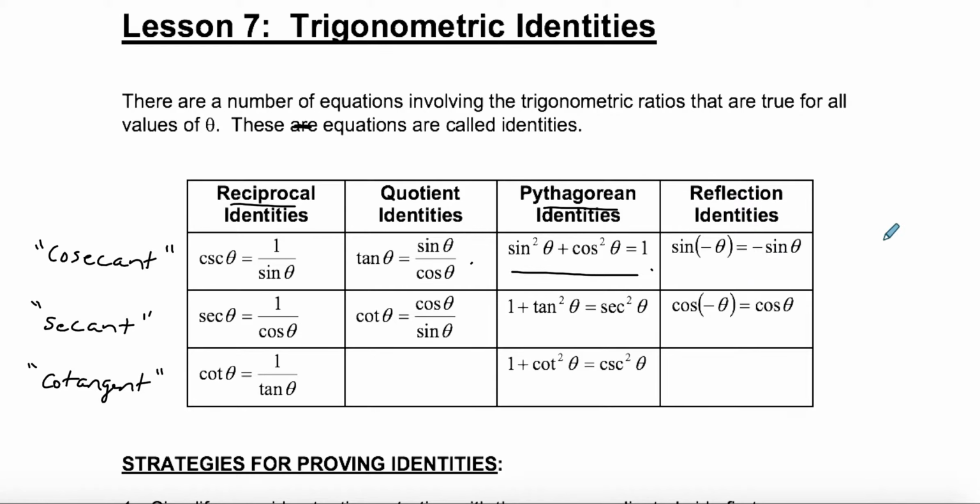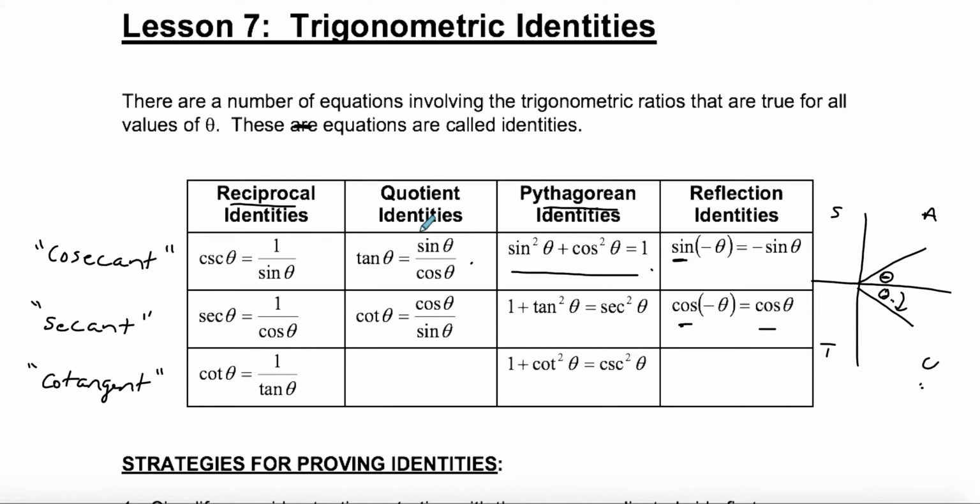Reflection identities, this might make sense if we just imagine a Cartesian plane and we had an angle that was theta. The sine of negative theta, so negative theta would come down this way, the sine of that angle would equal negative sine theta because of our CAST rule, we know that sine is negative in this quadrant. Same goes with cosine. If we had negative theta, your angle would be down here in this quadrant where cosine is actually positive.